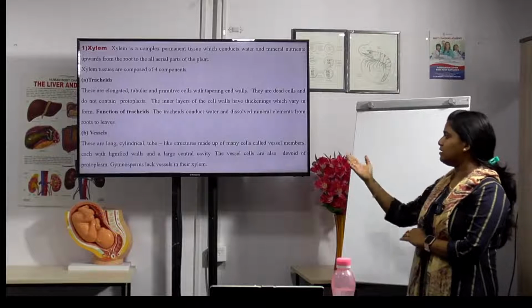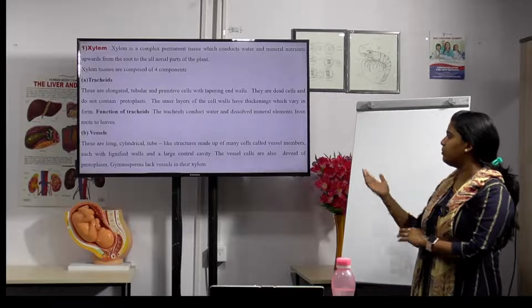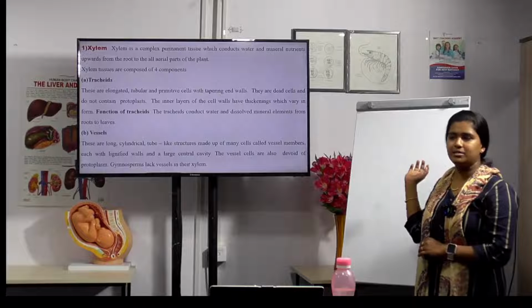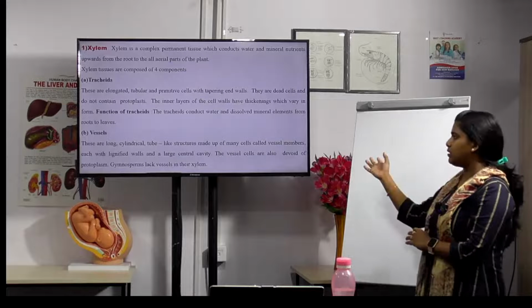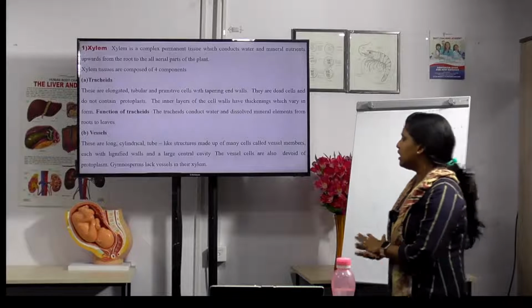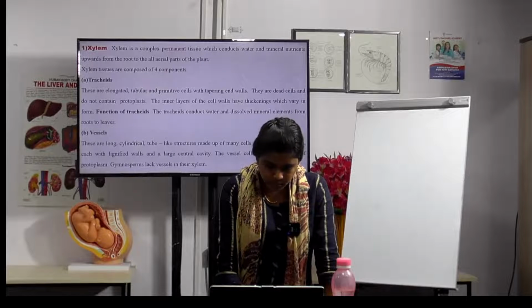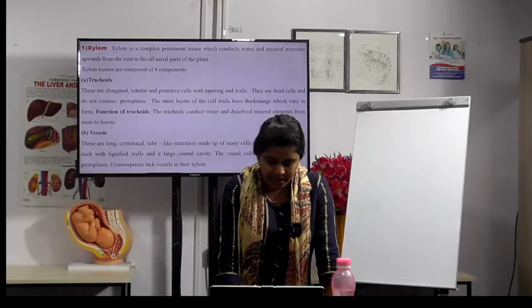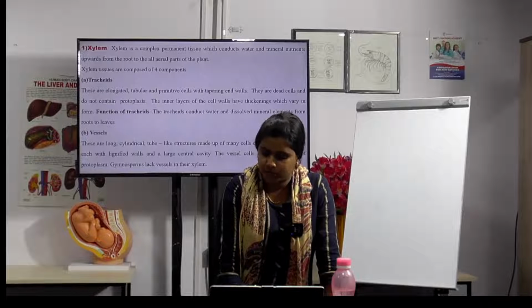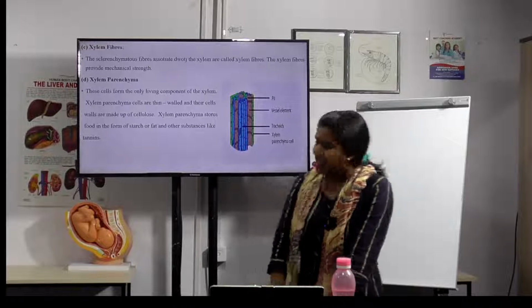Vessels are long, cylindrical structures made up of many cells called vessel members. Each vessel member has lignified walls and a large central cavity. These cells are devoid of protoplasm, and the gymnosperms lack vessels in their xylem. Yes, okay. And next is xylem fibers.